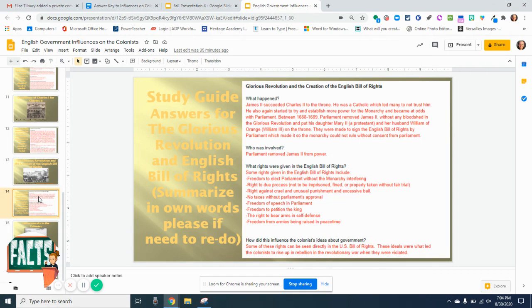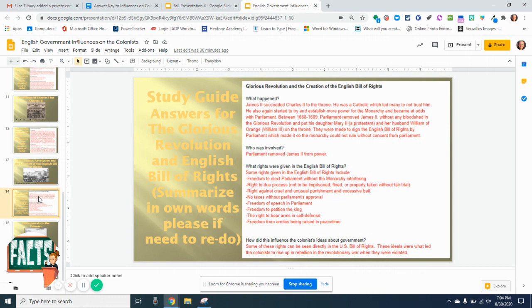The freedom to elect Parliament without the monarchy interfering. The right to due process. Again, due process is the right to be fairly tried, not be imprisoned, not be executed, not have fines imposed against you for crimes committed unless you have a fair trial. The rights against cruel and unusual punishment and excessive bail can be found directly in our Constitution, as well as the due process rights found in the 5th and 6th Amendments.